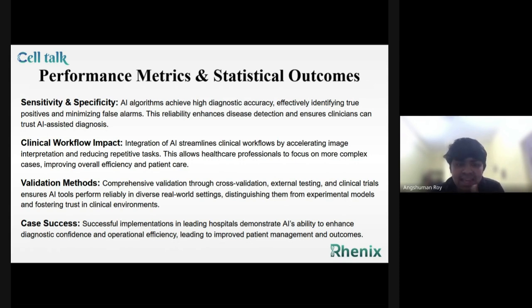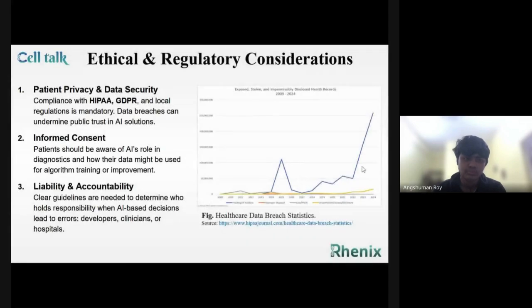Now, seeing case successes, successful implementations at leading hospitals demonstrate AI's ability to enhance diagnostic confidence and operational efficiency. These real-world deployments lead to improved patient management outcomes, showcasing AI's tangible benefits in healthcare settings.